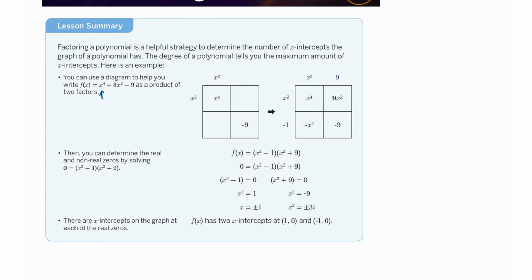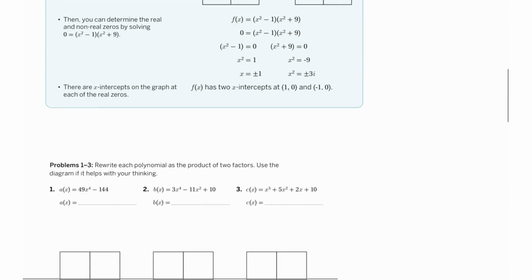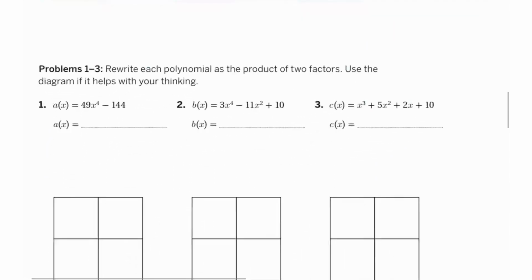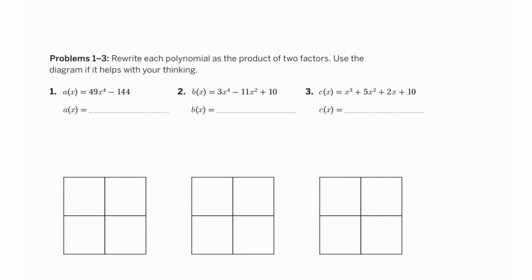One of them is seeing things with higher exponents than just 2, even though normally we're just used to using the box for quadratics. We can use it for some other ones that we will see in this review. So for problems 1 through 3, rewrite each polynomial as the product of 2 factors. Again, it's just asking us to factor, and it lets us use a diagram if it helps. And I usually like to.